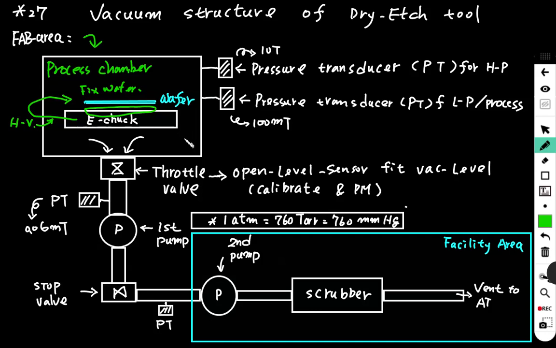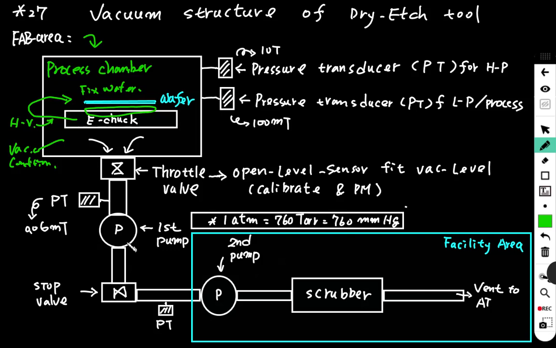And we are going to use chemical gas plasma to process the wafer, so it must be in a vacuum condition. Just as we talked about before, we talked about the principle of the dry etch, and this is a very simple structure.